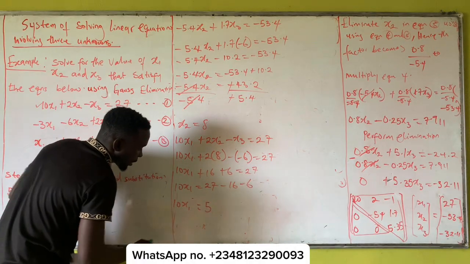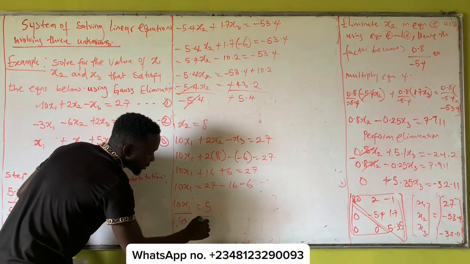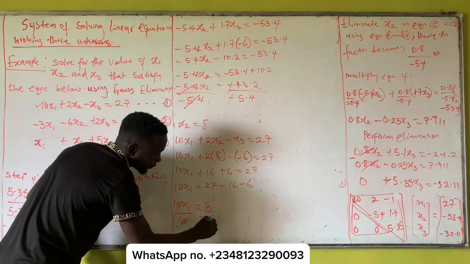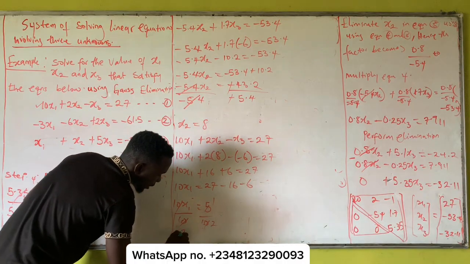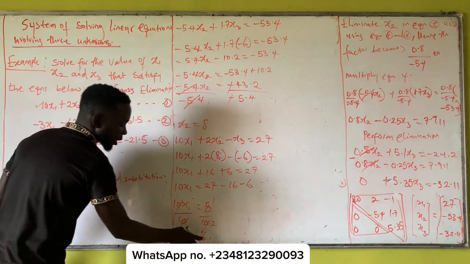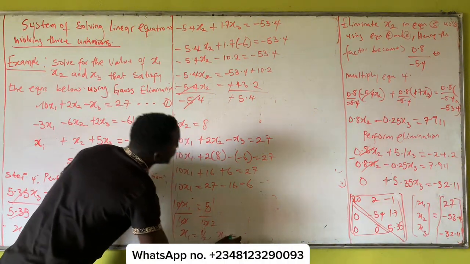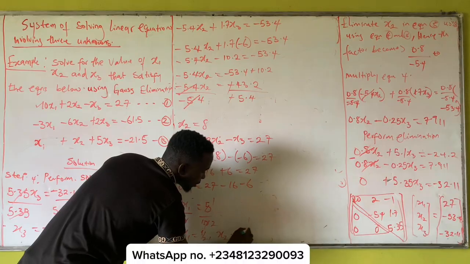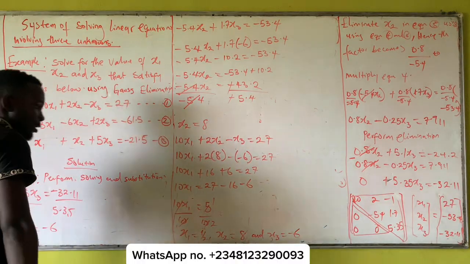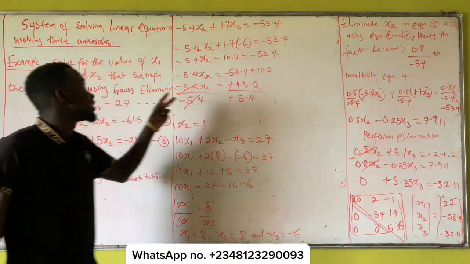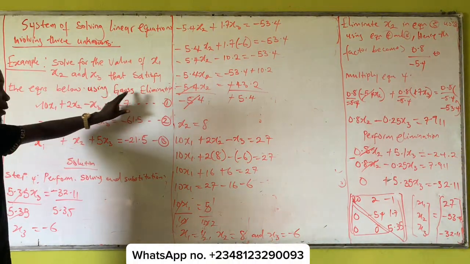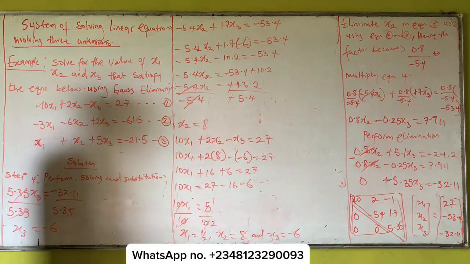When you use your calculator, you are going to get 5. Divide both sides by 10. 10 will cancel 10 here. 5 here 1, 5 here 2. So this will give us x1 equal to 1 over 2. So our x1 is 1 over 2, our x2 is 8, and x3 is equal to minus 6. So this is how you apply the Gauss elimination method to solve linear equations that have 3 unknowns.